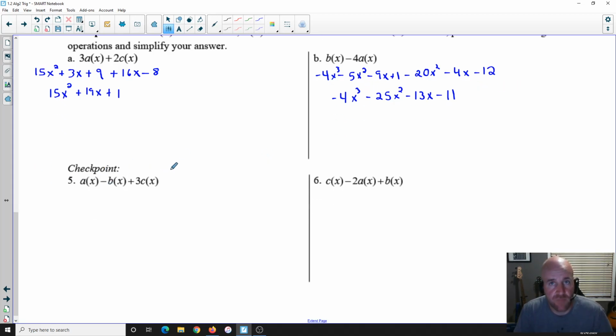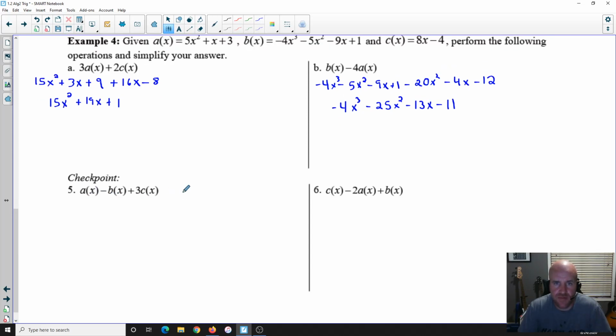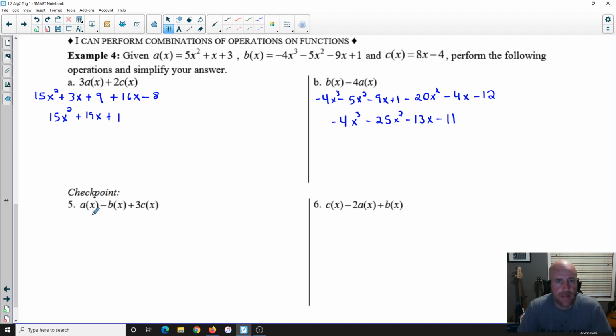So go ahead and pause, do the checkpoint, and then I'll go through these with you. All right, first checkpoint, ax minus bx plus 3c. I gotta scroll up, see the functions here. So a, I'm just gonna write a. And some of you are gonna be able to do all of these steps in your head and write a final answer, which I am completely fine with. But till you get really good, I would highly suggest writing out all of these steps. So negative bx. So I'm subtracting bx, or I can think negative bx.